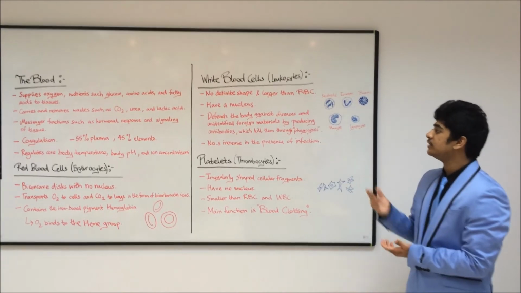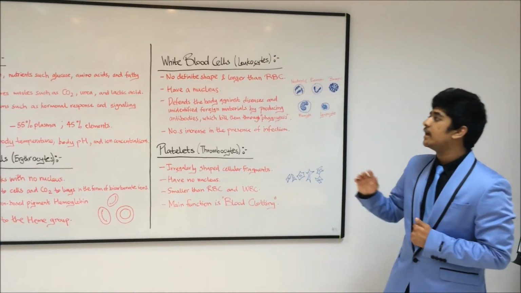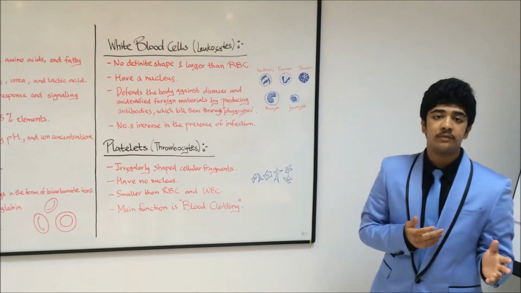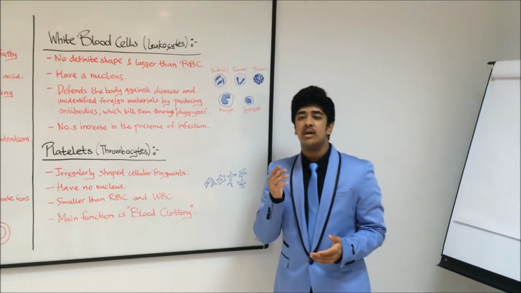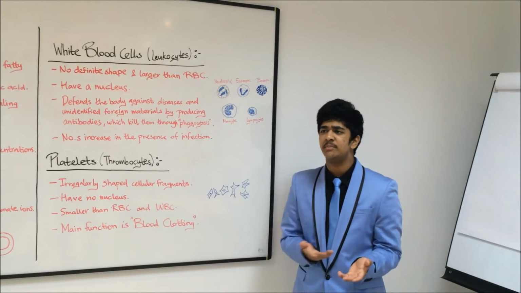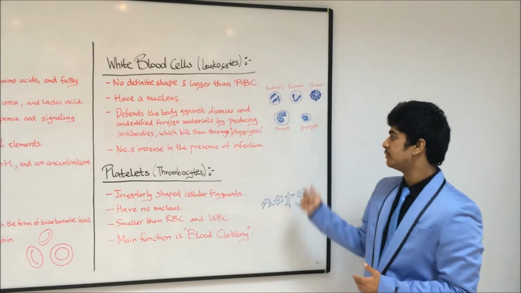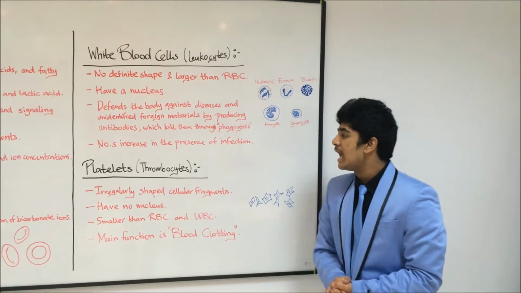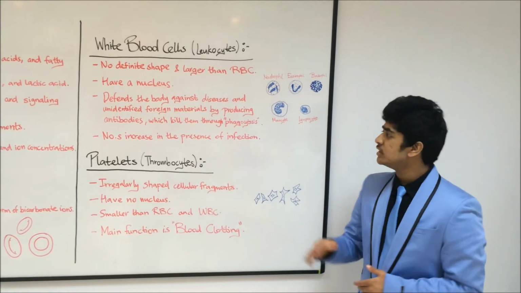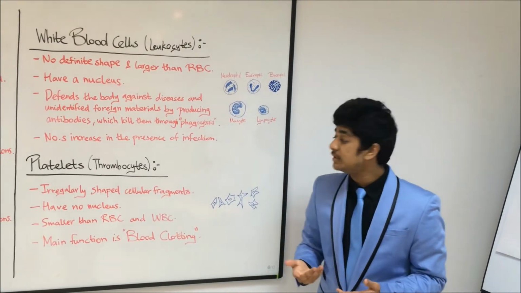Next, we have the white blood cells, which are also called leukocytes. So they, on the other hand, have no definite shapes, and they are larger than red blood cells. And the main thing here is that they have a nucleus. So they are part of the immune system, which means that they serve in defending the body against infectious diseases and any unidentified foreign materials, which are antigens, by producing antibodies which kill them through the process of phagocytosis. And the numbers of WBCs increase in the presence of an infection. So basically there are several types of WBCs, so we'll be discussing this in another video.